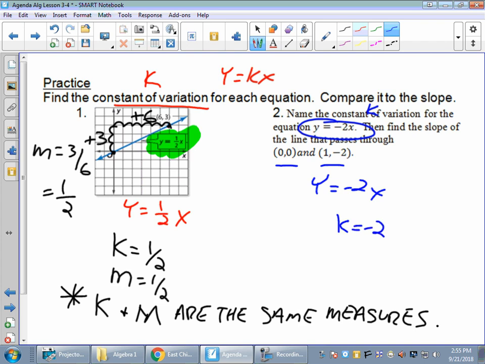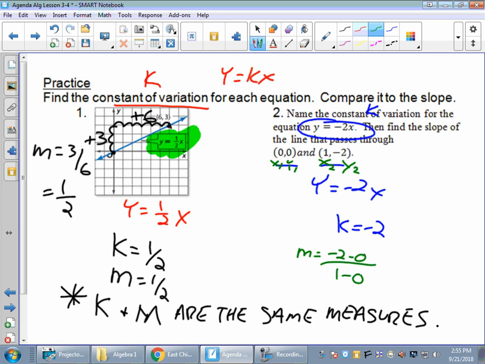And then for slope, we're actually going to use the slope formula here. So let's just go ahead and say this is our x1, y1, and this is our x2, y2. And then we could find our slope using the slope formula. We could say m equals y2, negative 2 minus 0, over x2 minus x1, so 1 minus 0.